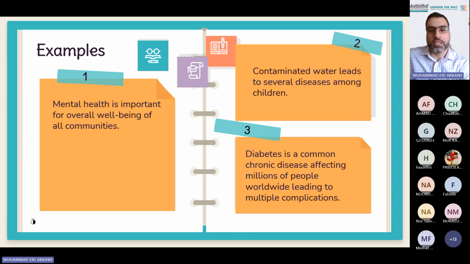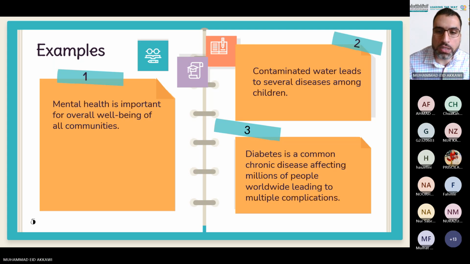If we read the other two, the contaminated water leads to several diseases among children. So here we have a specific population, which is children, and we are also talking about a defined disease, disease related to water contamination. Still, this is vague because we are not sure what the researchers are going to do related to this one. What are they going to assess? And what is the target of their research?